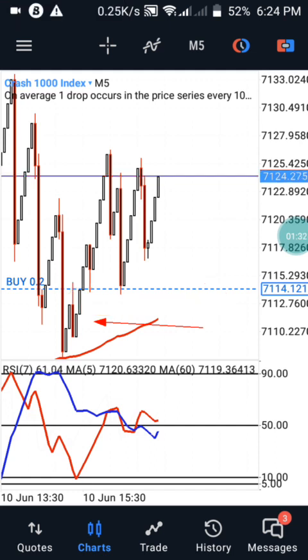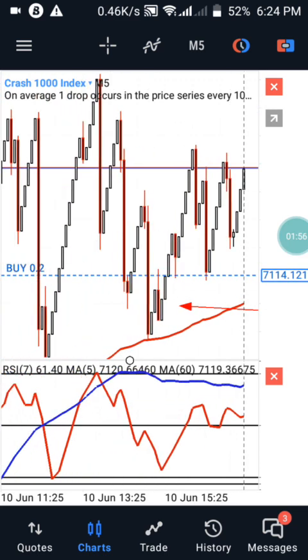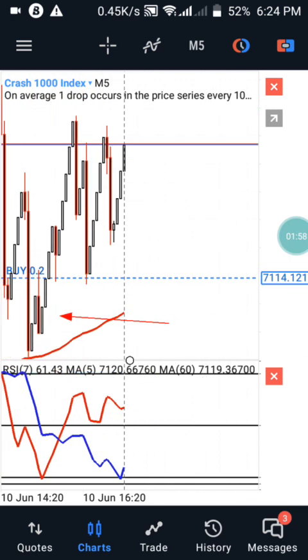I'm going to share the settings of this strategy, but let me first explain how to use it on crash 1000. So this video will only be on crash 1000, and I'm going to explain in detail how to use it successfully. Number one thing you need to know about this strategy is that it always works with your screen adjustment.